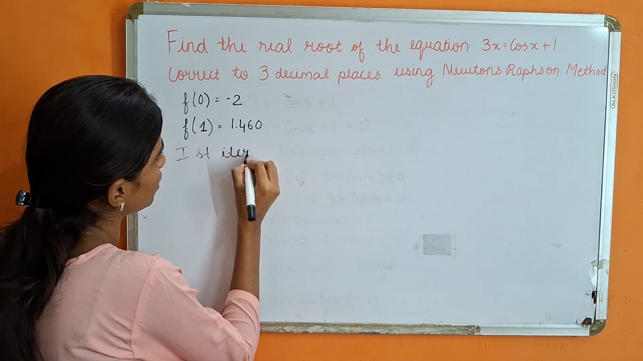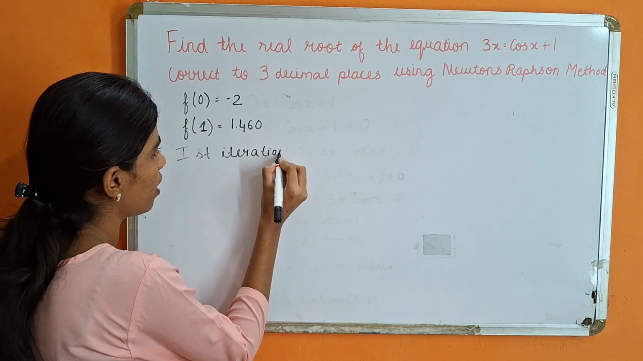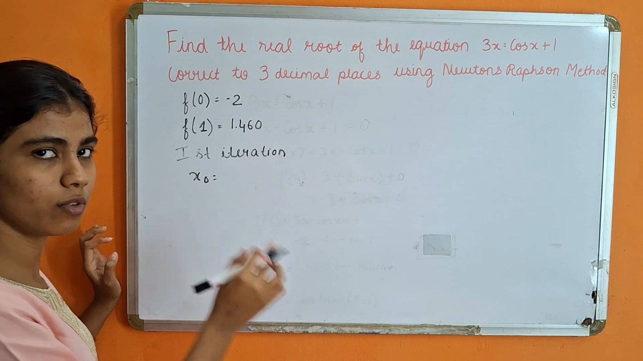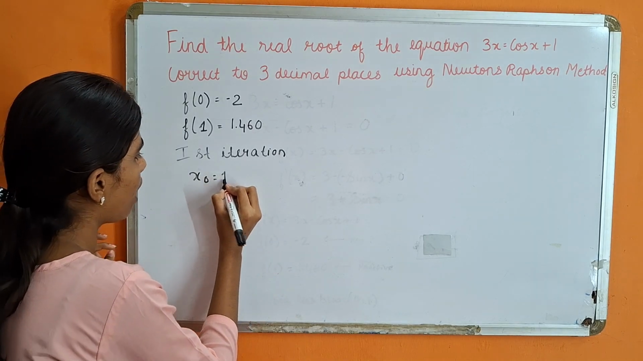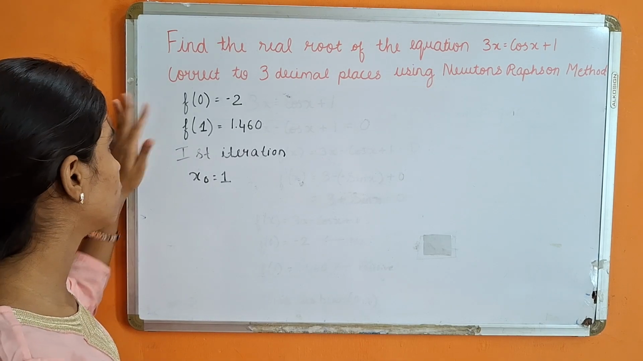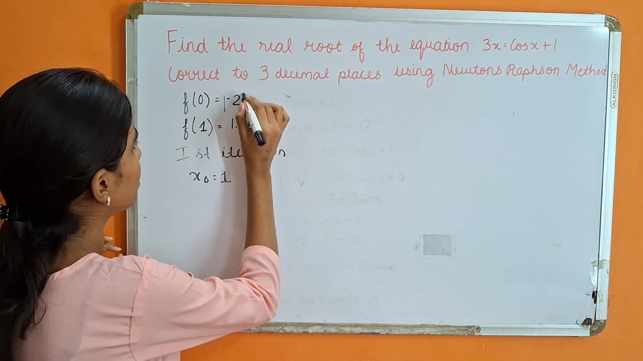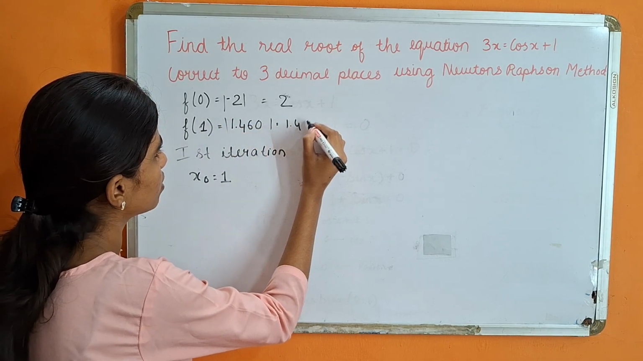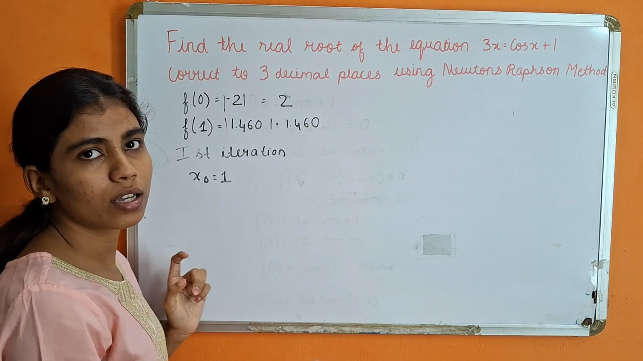In the first iteration you have to choose your x0. Now how will you choose your x0? Here for this problem you have x0 as 1. How is it 1, you know? See, if you take the mod of these two values, then it becomes 2, and the other mod will remain 1.460 itself. Now see which is nearer to 0.